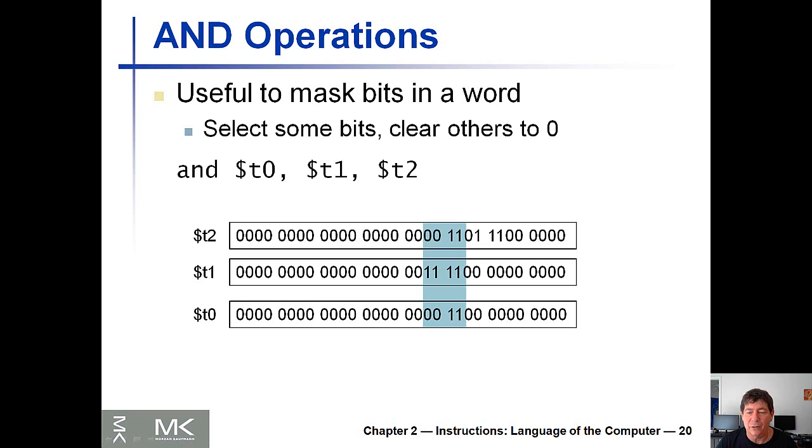All instruction sets are also going to have an AND operation. The reason you want to use AND operations is when you want to mask off bits in a word. For instance, let's say you have this word with whatever value, but you want to make sure only these bits stay. You'll AND it with these bits and everything else will become a zero.